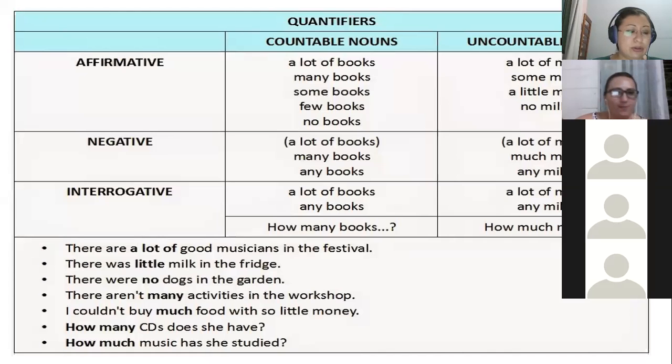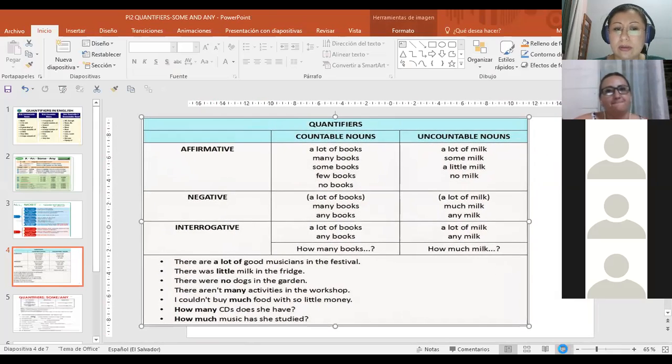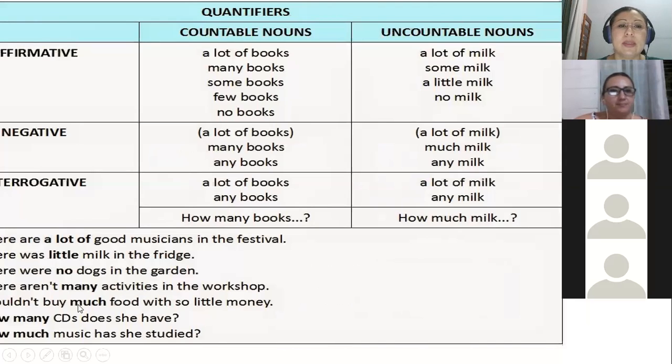Very good. Here I have another chart for you to see in a clearer way. Affirmative, countable, and affirmative and uncountable, okay? For affirmative countable, I use a lot of books, many books, some books, few books, no books. For affirmative and uncountable, a lot of milk, some milk, a little milk, no milk. For negative, a lot of books, many books, any books, a lot of milk, much milk, any milk. Okay. How many books? How much milk? For interrogative or questions.